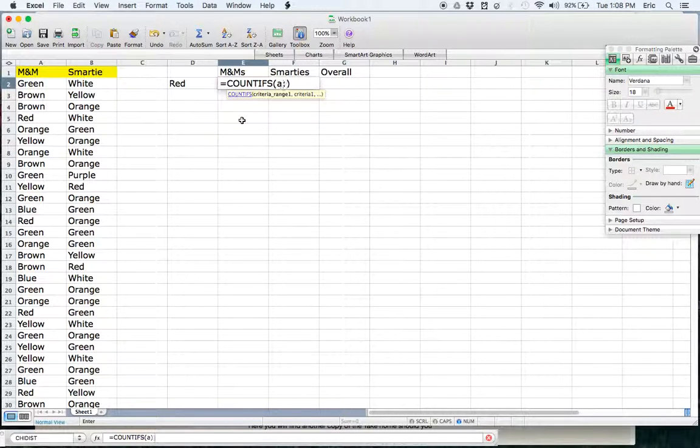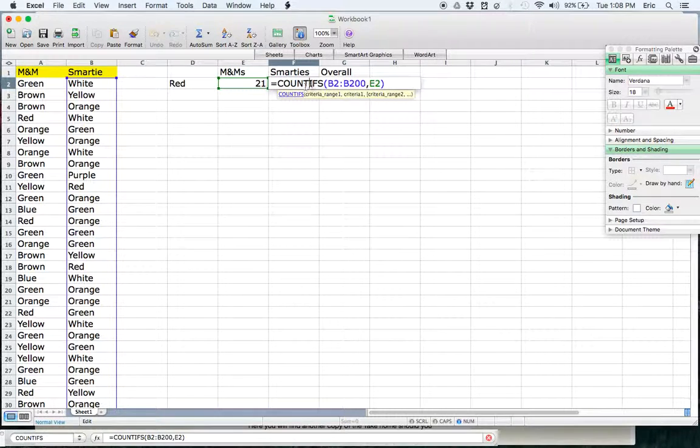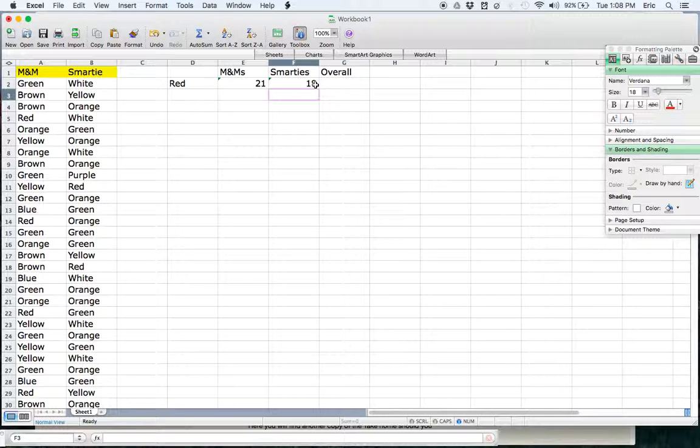Column A, A2 through A200, where it equals that word there. There are 21 of those. Likewise, oops, do the same here. Oh, grabbed the wrong thing. Okay, we have to change this. All right, so now we're going to count the ones in B. So in B there were 18 that are red.